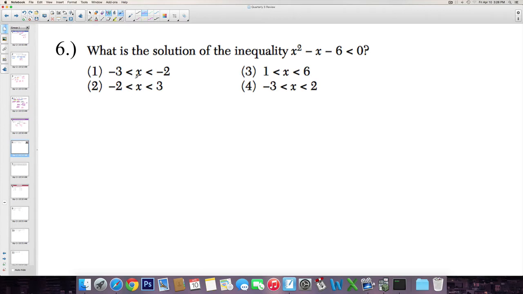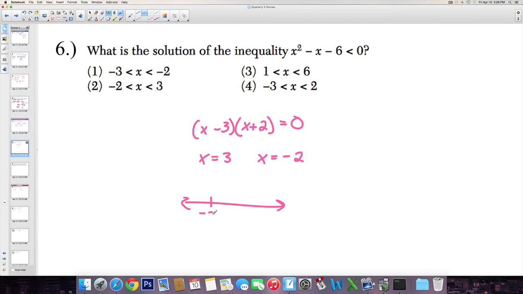Okay, another one here. Let's factor this out to be x minus 3, x plus 2. Let's just make it an equal sign first. So our factors are 3 and negative 2. So we know on a number line that we're going to have open circles. We just don't know which way we're going to shade. We could test. So you could just test a number in here. So let's test 0. We have 0 minus 6 is less than 0. Negative 6 is less than 0. That's true. So we would shade in the middle.